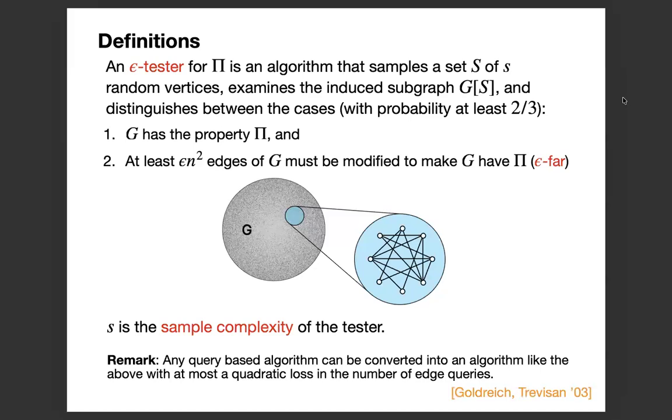And just a quick remark, if you've seen other property testing algorithms before, there are some slightly different measures, like the query complexity. These would be algorithms that don't take a random subgraph and look at all the edges, but do some other type of edge querying. But it turns out there's a really nice result by Goldreich and Trevisan, which says any such query-based algorithm can be turned into an algorithm that just takes a random set of vertices and looks at the induced subgraph, with just some quadratic loss. So the punchline is, these types of algorithms are all we really care about for property testing.